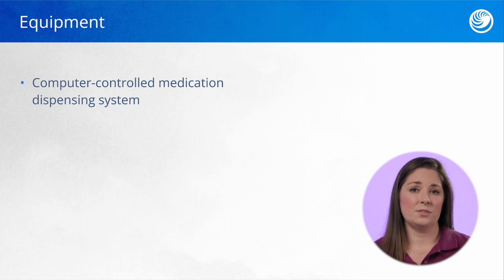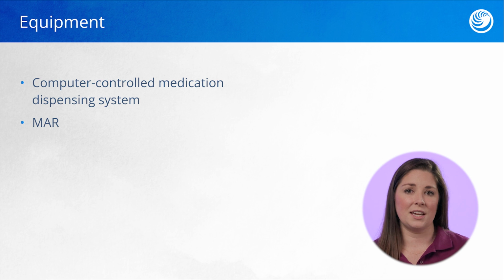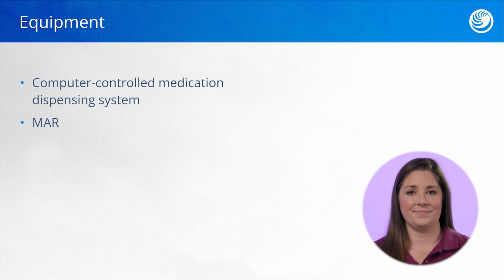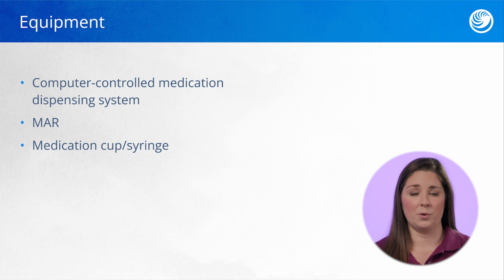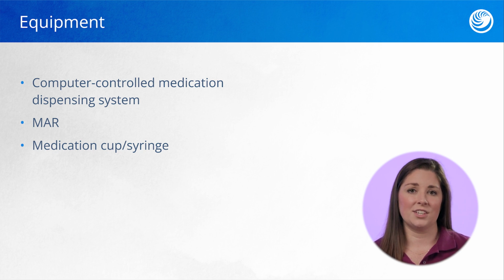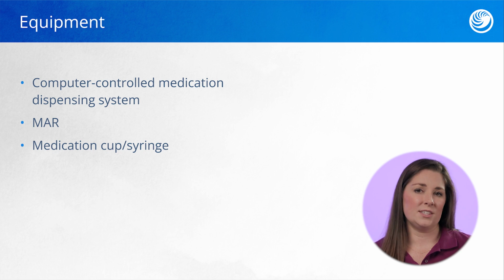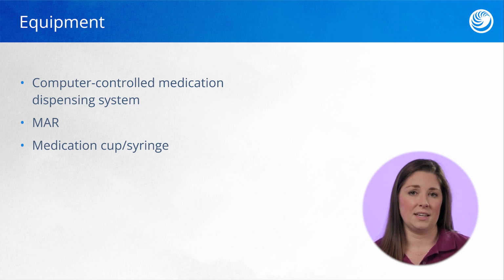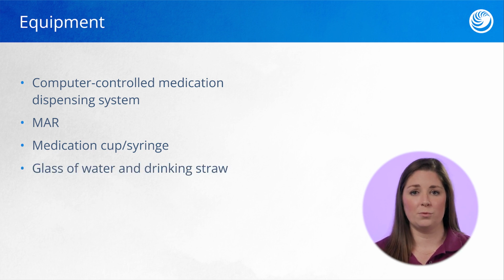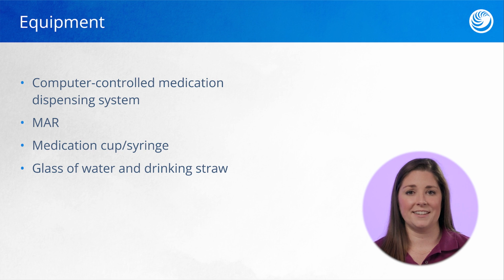The nurse may also need to use the medication administration record, which we spoke to in the previous slide. The MAR will help the nurse be able to see the medication order and verify it. Some of the supplies the nurse will need to gather will be a medication cup or a syringe, based on the type of medication given. For any type of medication being administered, the nurse needs to grab a liquid for the client to take the medication with, for instance, a glass of water, and maybe a straw if needed.